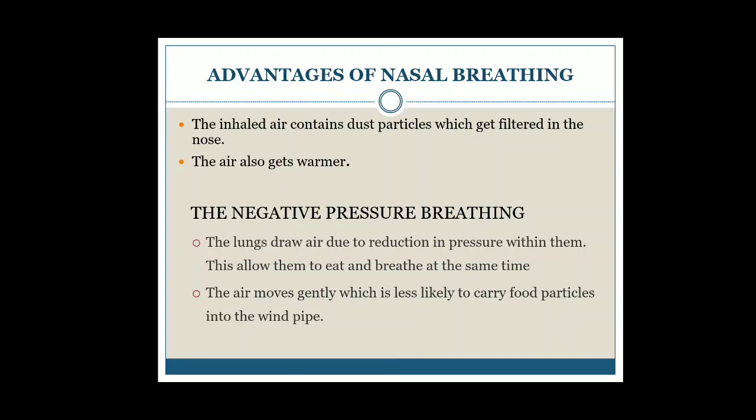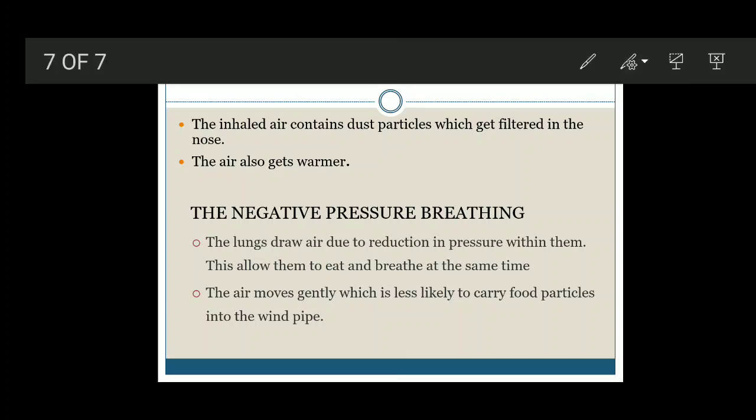Now this I want to tell you, the negative pressure breathing. What is negative pressure breathing, children? Negative pressure means due to the difference in the pressure gradient. See, the mammals have negative pressure breathing. The lungs draw air due to reduction in pressure within them because the air pressure inside the lungs become less. So what does this do? This allows them to eat and breathe at the same time.